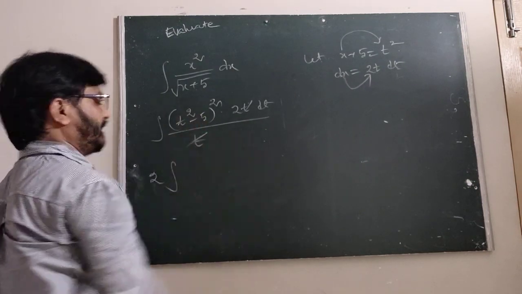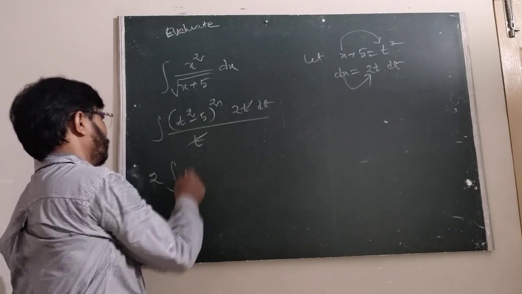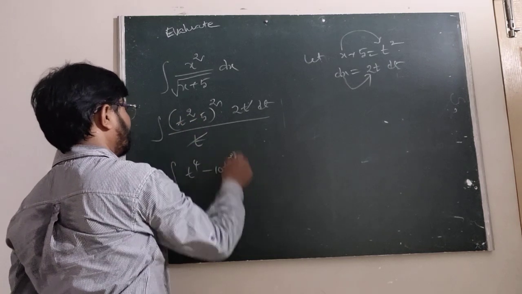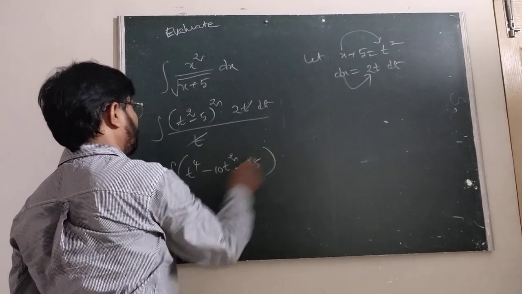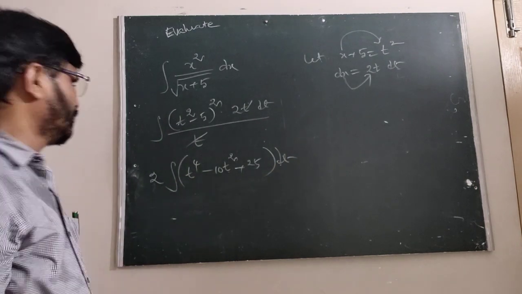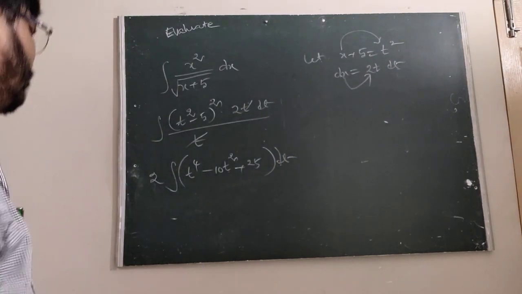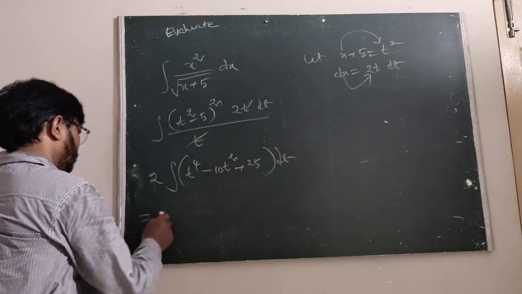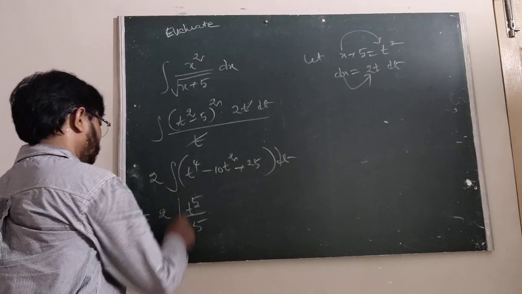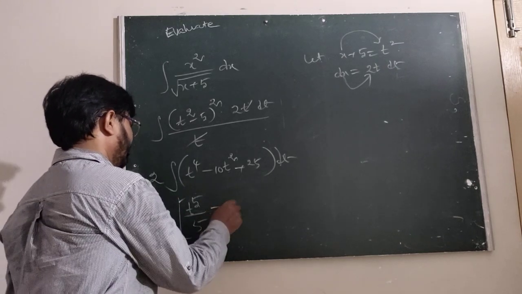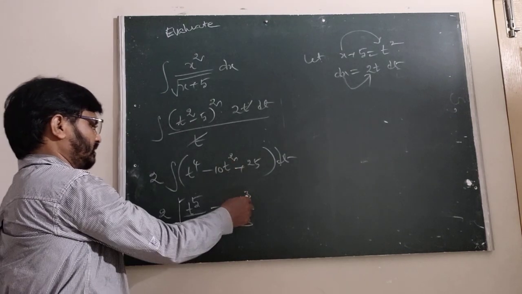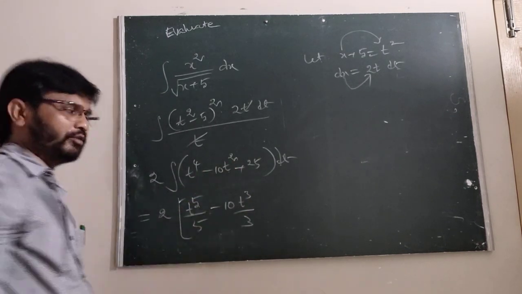Now this is a minus b whole square, which is a square minus 2ab plus b square, so t to the 4 minus 10 t square plus 25, into dt. Is it okay? Therefore, now we have 2 into t power 5 by 5, minus 10 into t cube by 3. Yes or no? 2 plus 1 is 3 by 3. 4 plus 1 is 5 by 5.